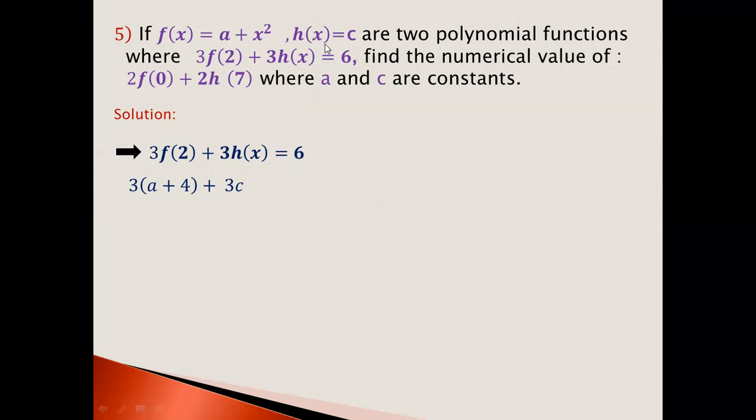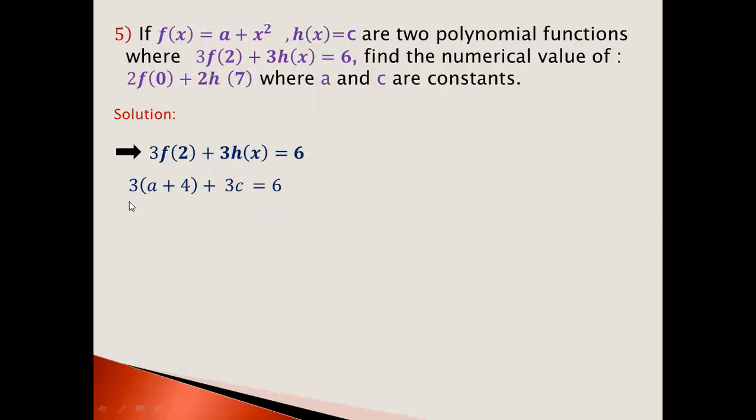h of x represents a constant function, and we said before that the set of all images in the constant function equals the set which contains this constant. That means if we need to find the image of any real number, the result is going to be the constant c. That means h of x equals c equals 6. Now we can solve this equation.